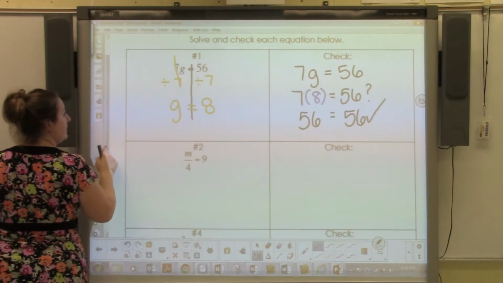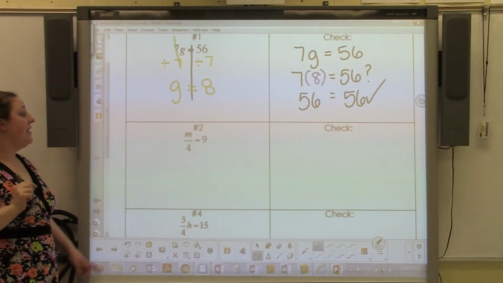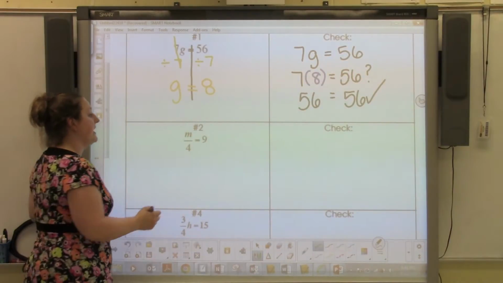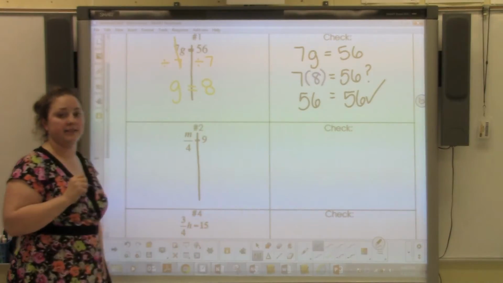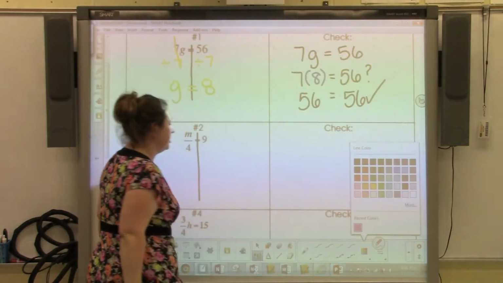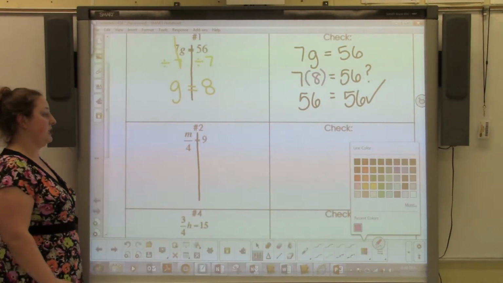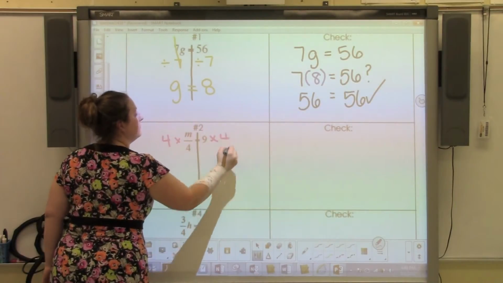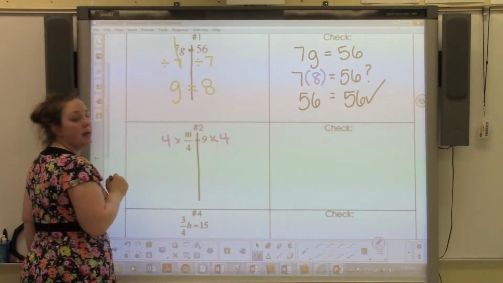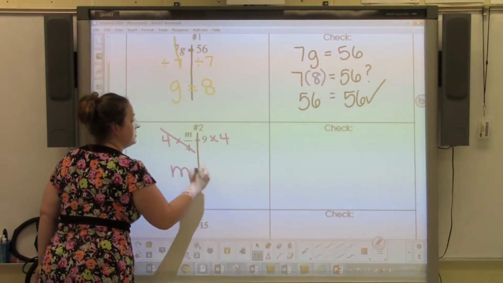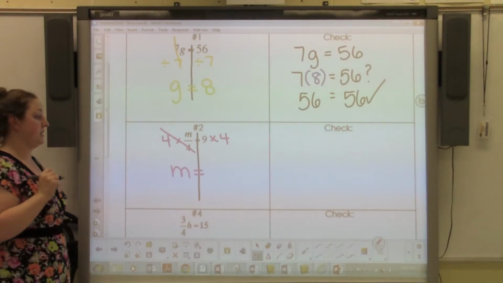All right, let's try the next example. That shows us m divided by 4 is equal to 9. Again, we're going to separate our two sides of the equation. So we want to undo division, and we undo division by multiplication. So we're going to multiply both sides by 4. When I multiply by 4, that undoes my division. I'm left with m is equal to 9 times 4 is 36.